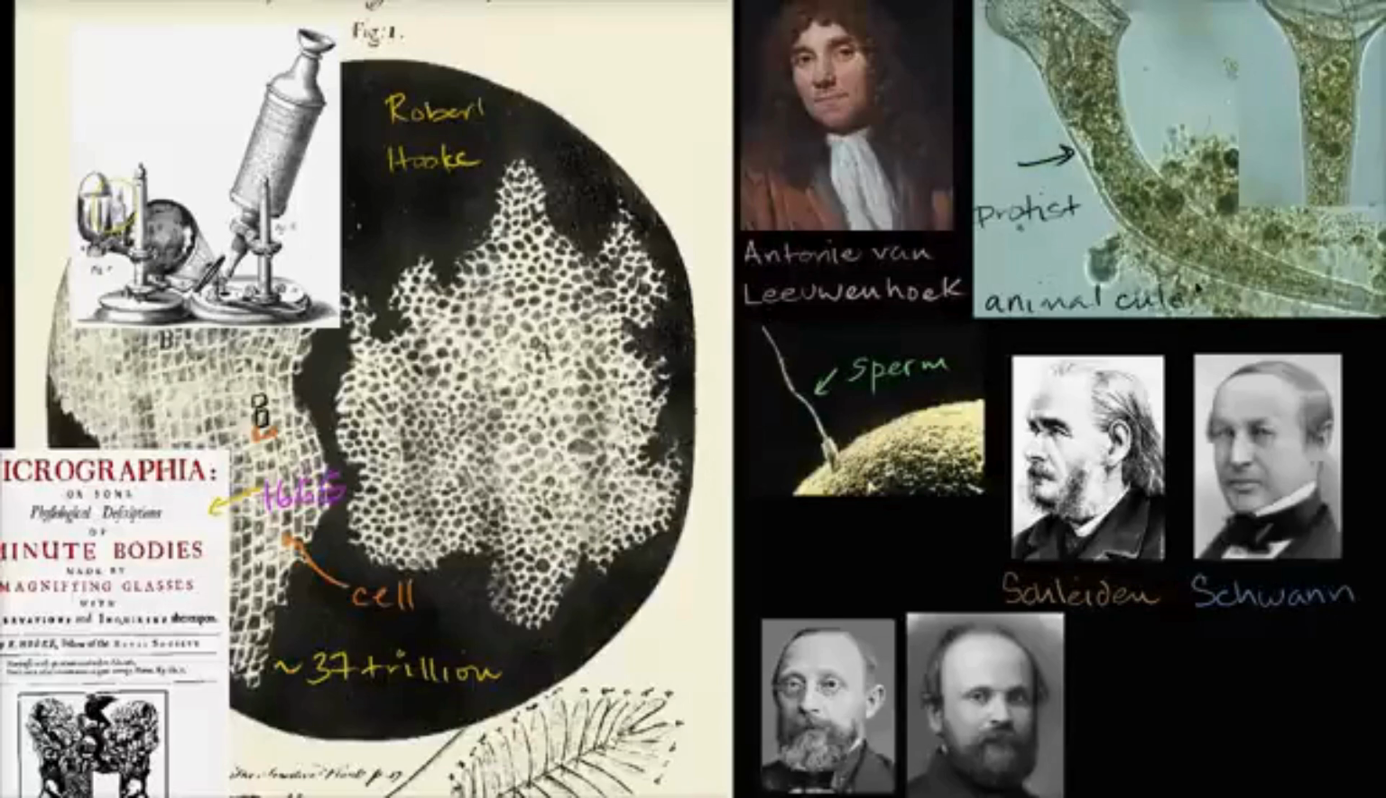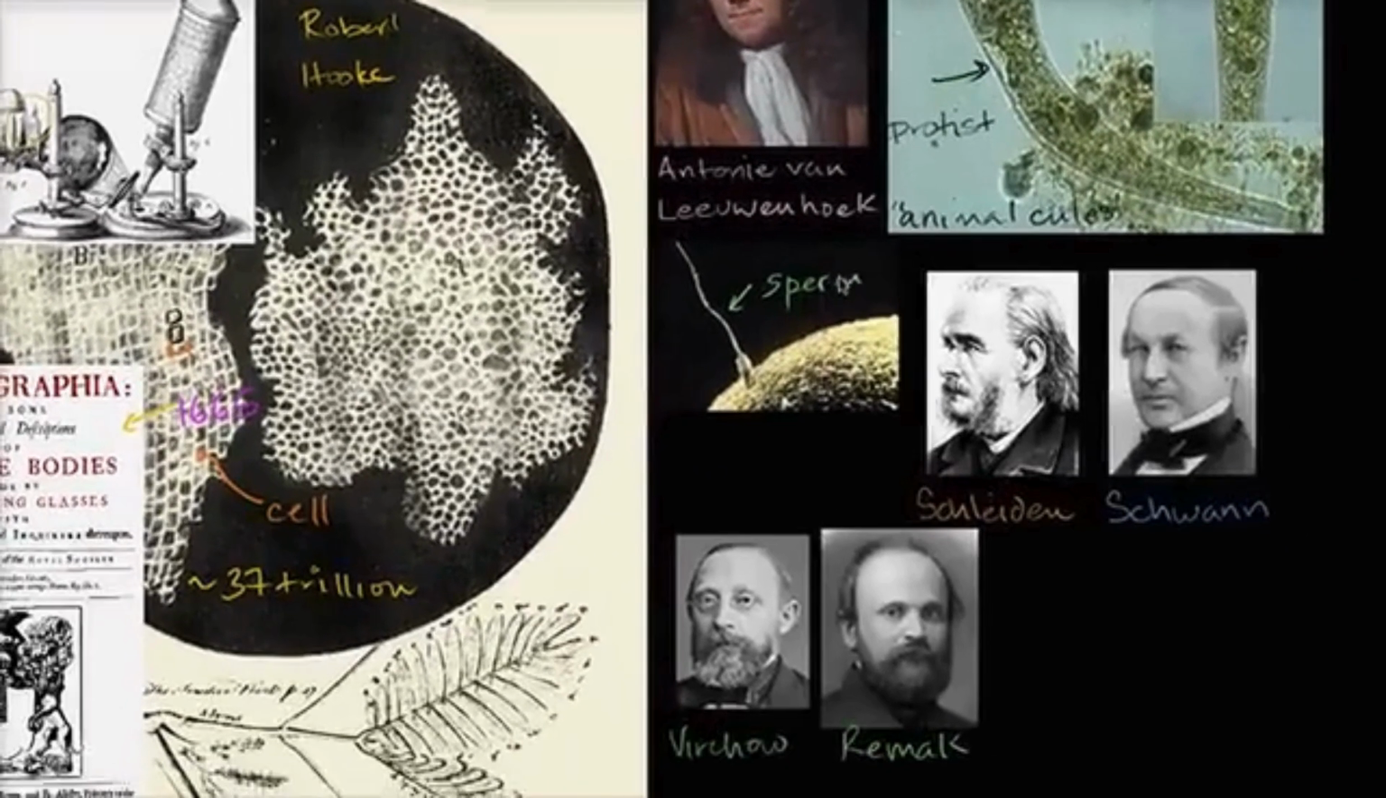Animalcules. Saying, hey, these look like little mini animals going on here. And so he started saying, well, maybe this is some form of a basis of life, or at least he's trying to say that at this very small scale you actually have life. But a fully modern theory of the cell doesn't really start to emerge until we get another 150 years into the future, and we get into the early 1800s.